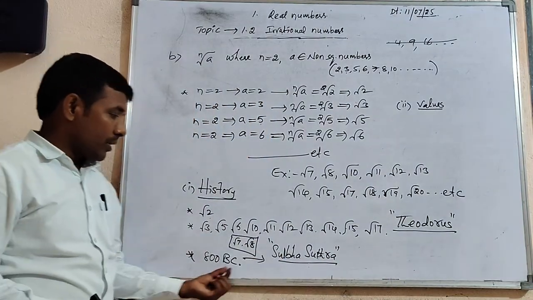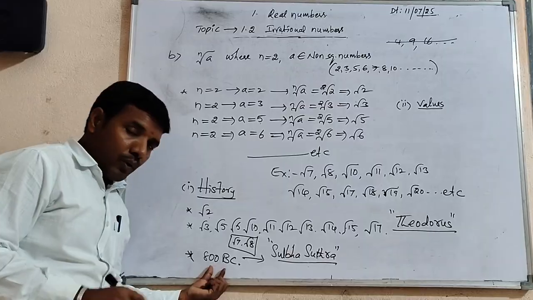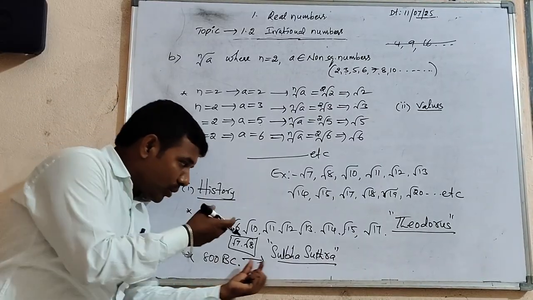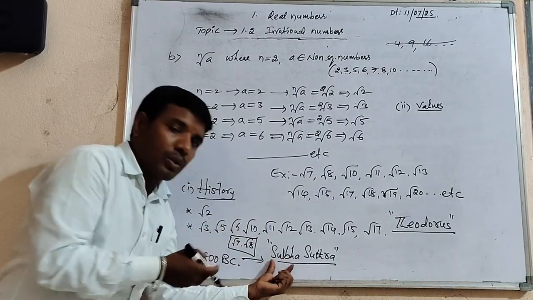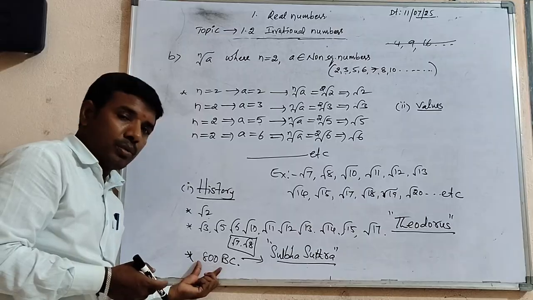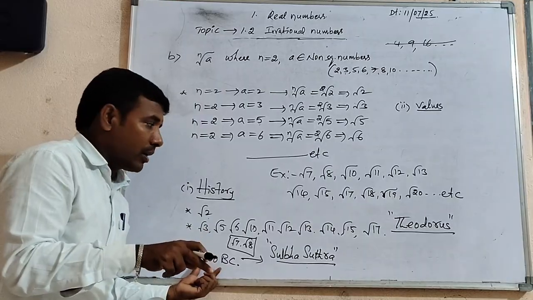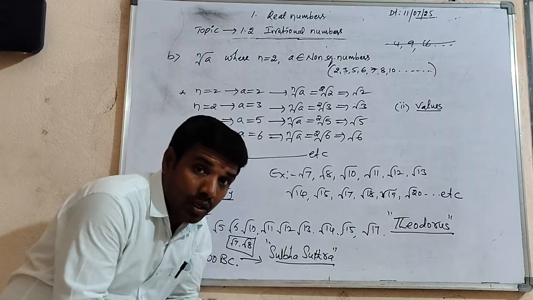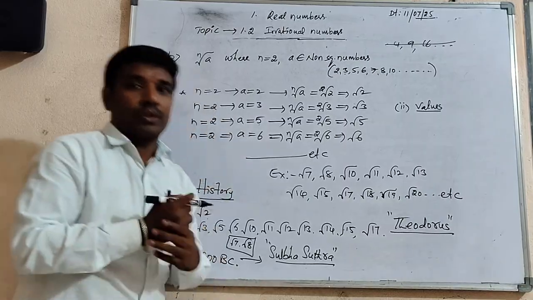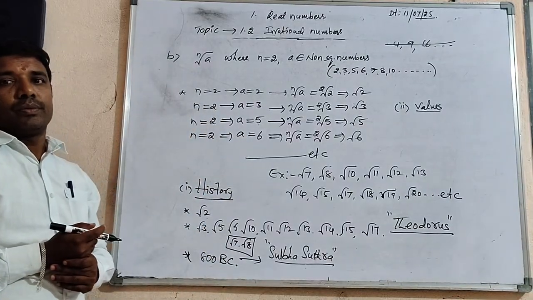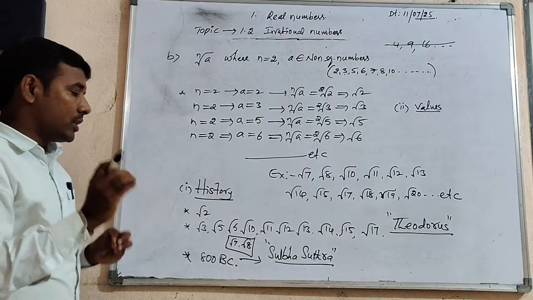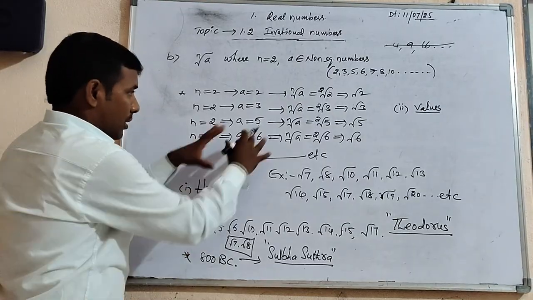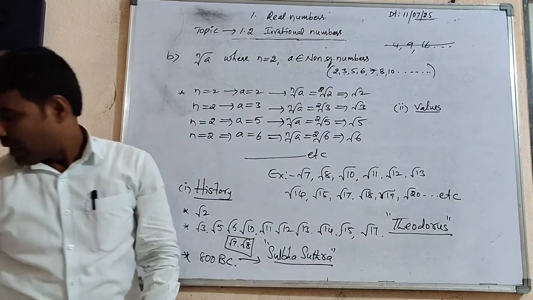Third point, the book is Sulabha Sutra, from 800 BC. In that, the irrational concept is available when we are calculating to find square roots. I think you got it. This is a little bit of history about this concept.